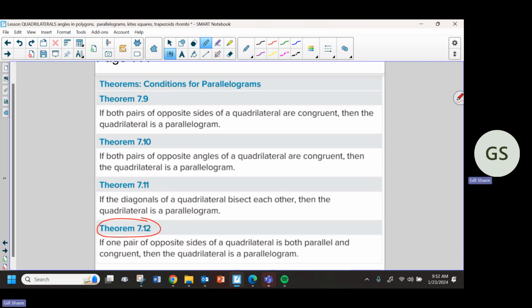I'll read them for you. How about this? I think it's 7.9. So are both pairs of opposite sides congruent? Both. Number 3. Both means the left and the right are congruent and the top and the bottom are congruent. So that one doesn't work.